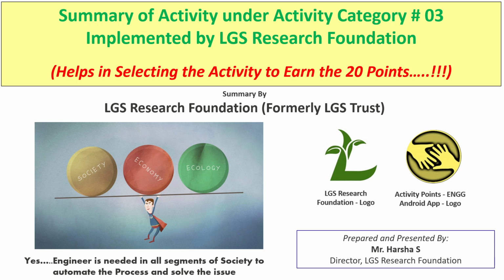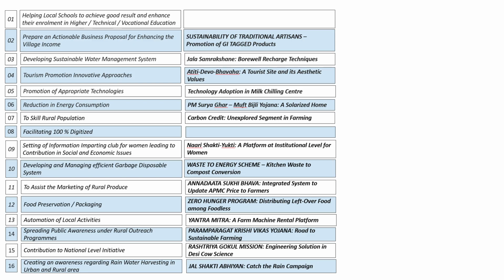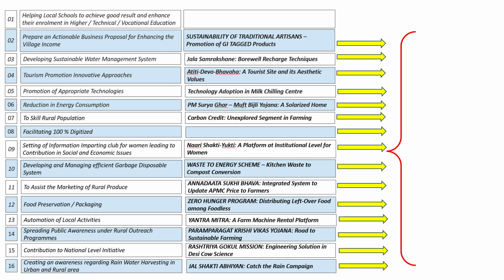This video is briefing the summary of activities needed in activity category number 3. We all know these are the 16 categories by the VTU, and activities are available in 14 categories of the list provided by the VTU. We have the activity titles in 14 categories.